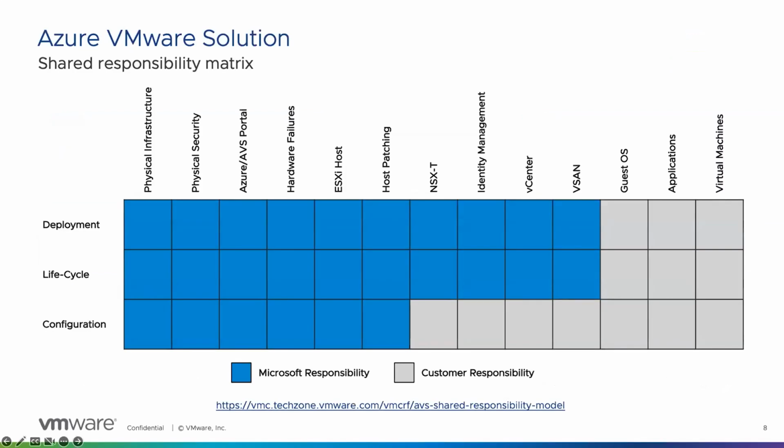This graphic just shows the responsibility matrix. A lot of our customers really enjoy the fact that with AVS, they can relieve the burden of having to manage hardware and software, right? Since it's owned and operated by Microsoft, they're going to handle all of the physical infrastructure, the physical security, the AVS portal, hardware failures, and host patching and upgrading. The customer is really just responsible for configuration of NSX-T, identity management, vCenter, vSAN, and setting up your guest OS, integrating your applications and your VMs.